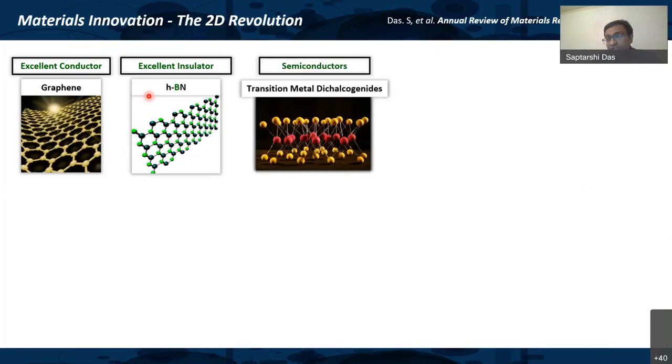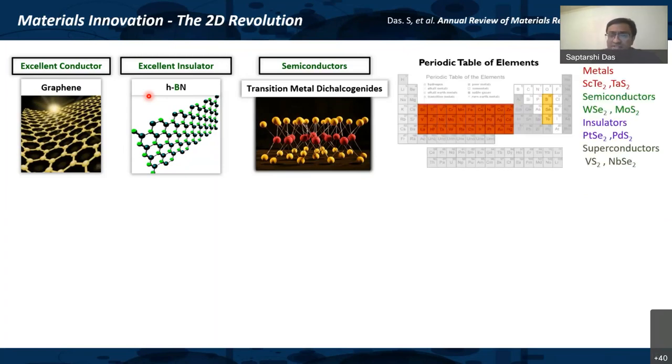And this continues. You can also have semiconductors. For example, transition metal dichalcogenides are semiconducting materials. These transition metal dichalcogenides are materials with the formula MX2, where M is the transition metal. There is a huge list of transition metals in the periodic table. And then there are chalcogens like sulfur, selenium, and tellurium. If we just combine these materials, then you can get a huge variety of these systems. And in that, you can get metals, semiconductors, insulators, and even superconductors.